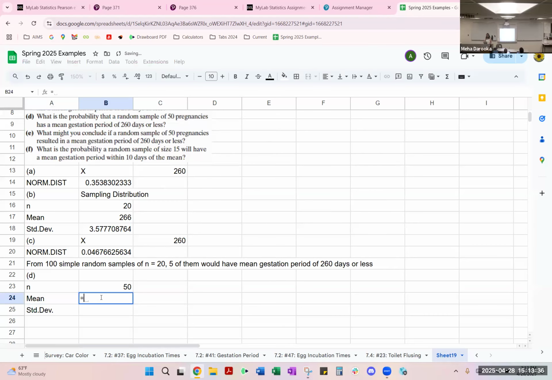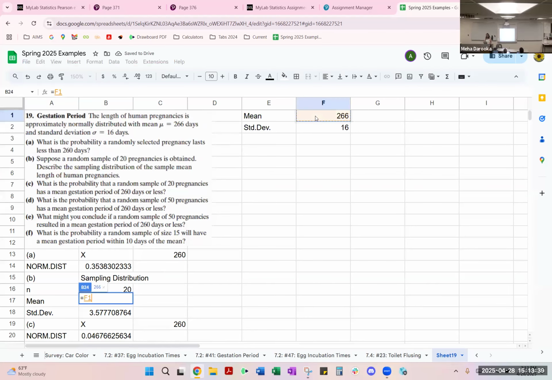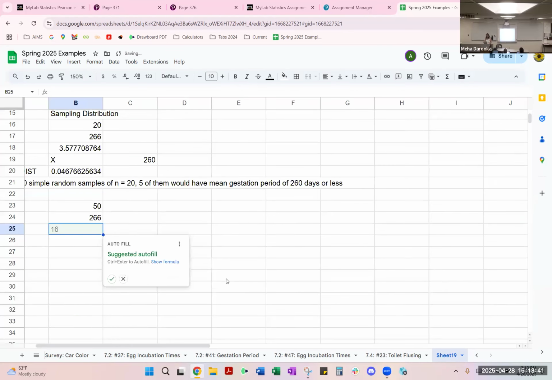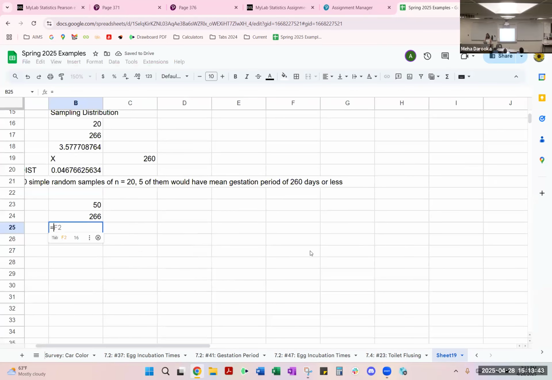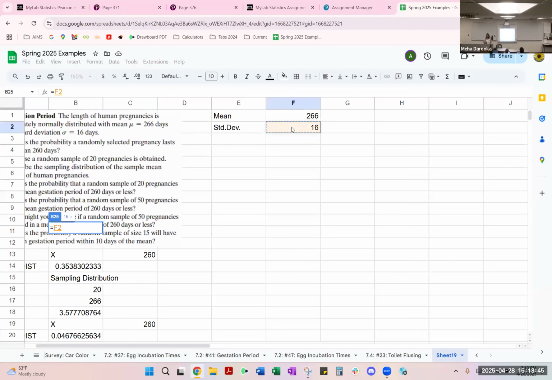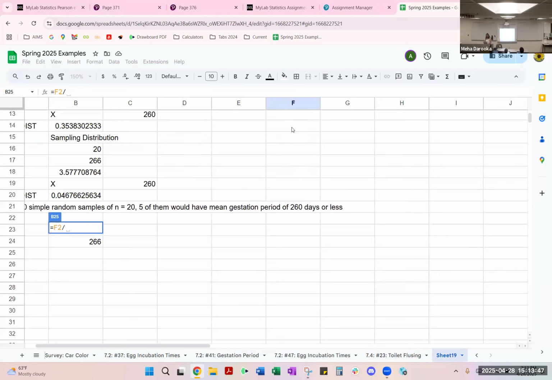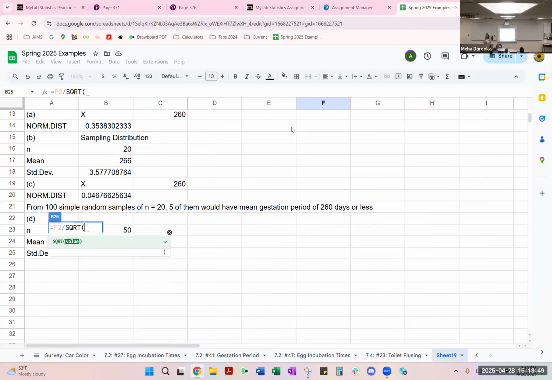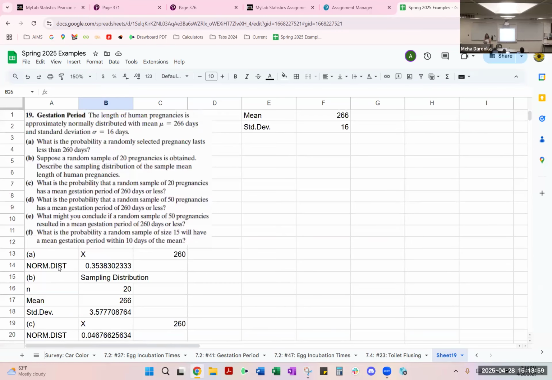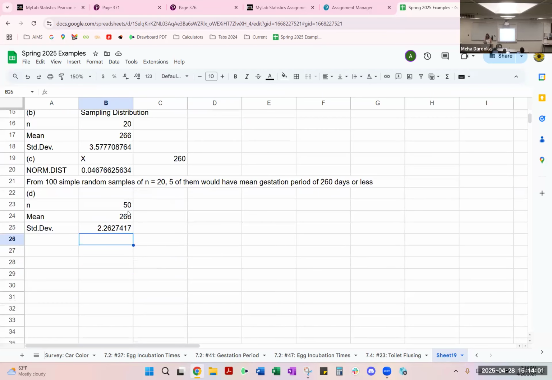So of course, we know the mean will stay the same as the population's. Obviously, that is not going to change, but for the standard deviation, we're going to take 16 divided by now the square root of 50, because our sample size changed. So you can see how that standard deviation now is even smaller. So when we do the math, are they still keeping the days at 260 or less? They are.